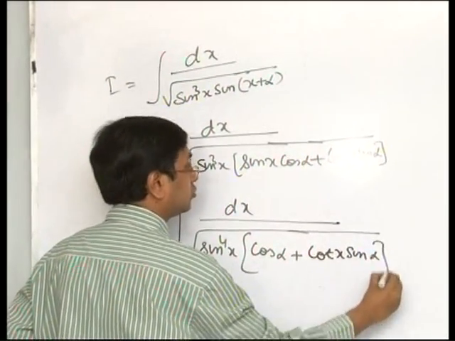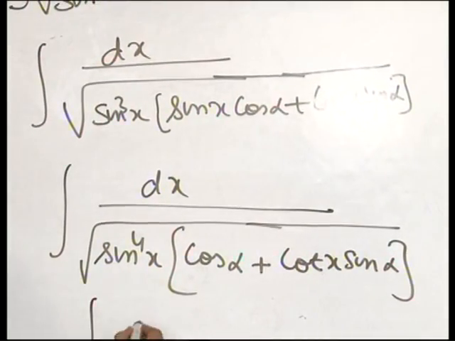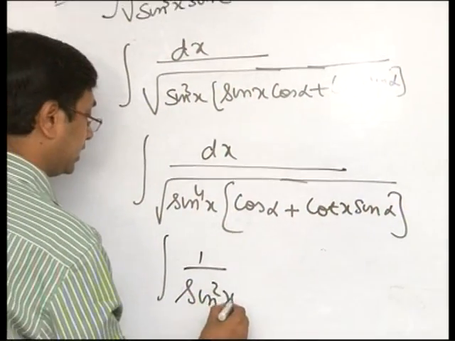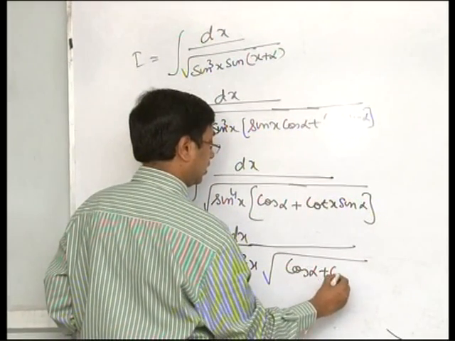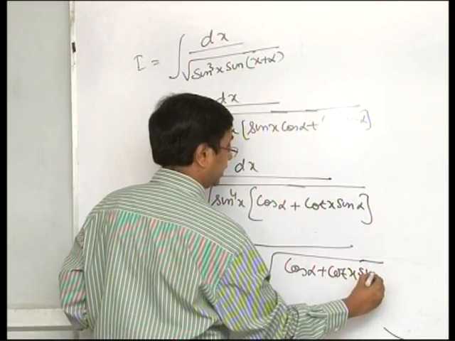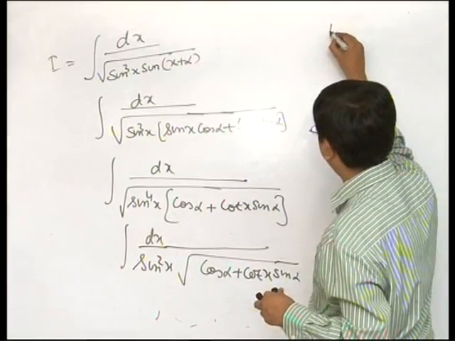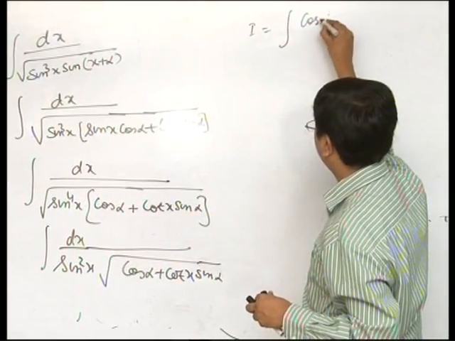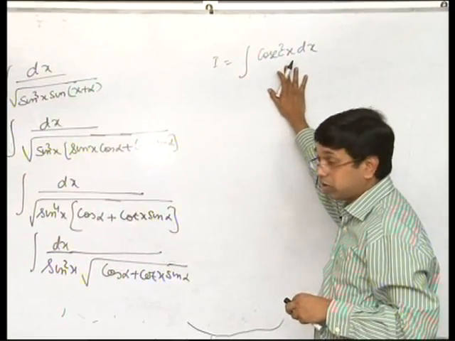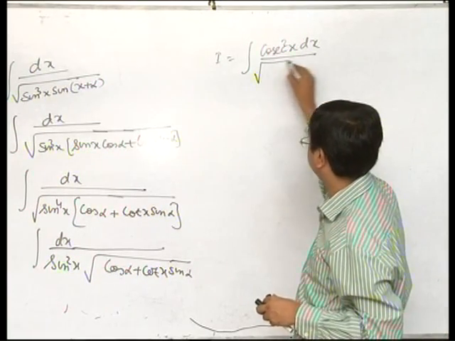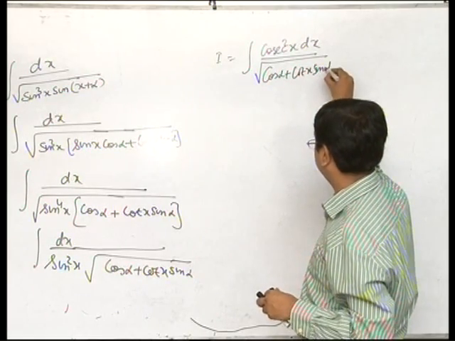Why cot x? Because there is no sine over here. So if we are taking it out, we'll have to divide this. So 1 upon this. So what are we left with? 1 upon sine square x, cos alpha plus cot x sine alpha. Right? Now what do we get? We'll get I is equivalent to what? Cosec square x dx, right? Cosec square x dx, which is the derivative of cot, and you can see that we have cot over here, and that is cos alpha plus cot x sine alpha.